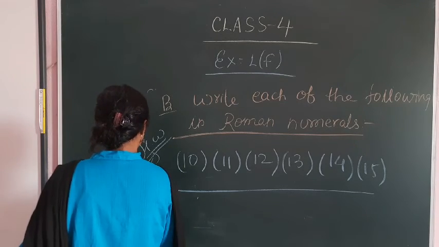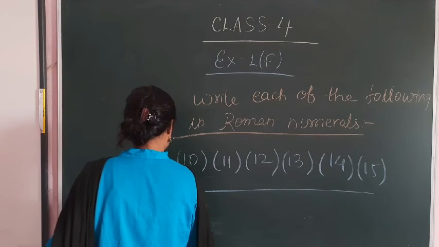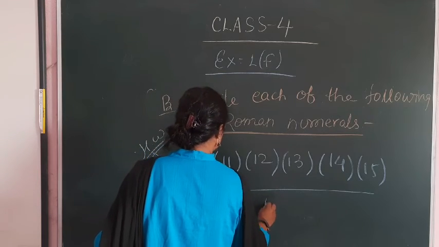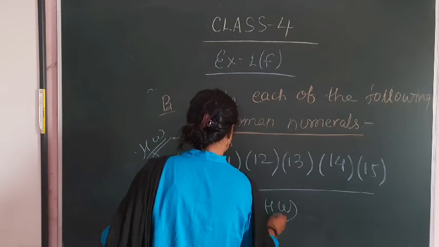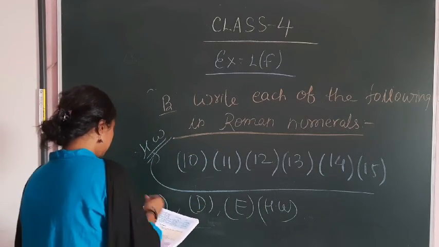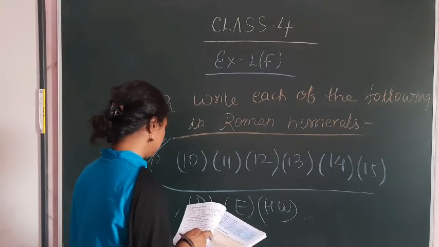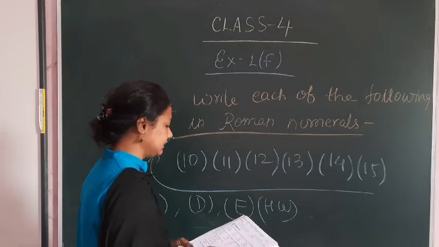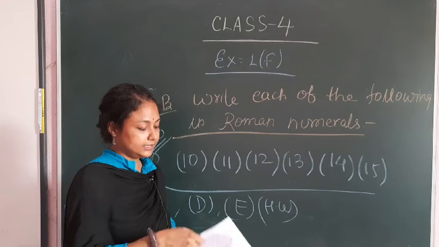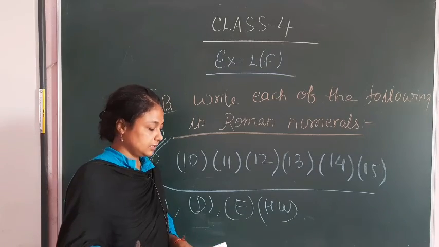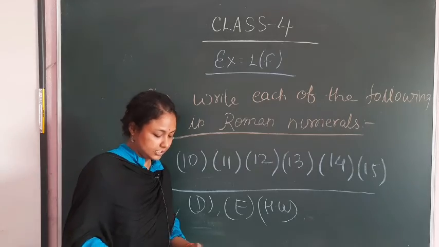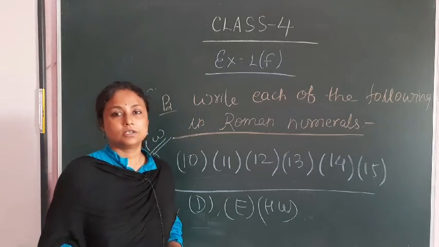Also, question number C, question number D, and question number E are homework. Okay, so this is exercise 1F related to Roman numerals. In the next class we will see revision exercises. Okay, thank you.